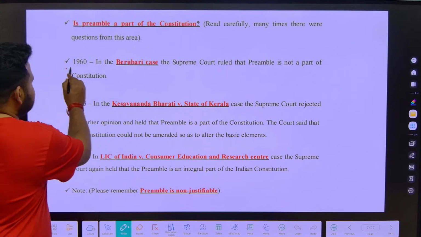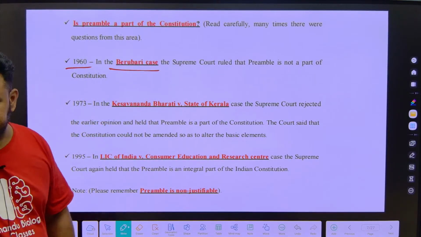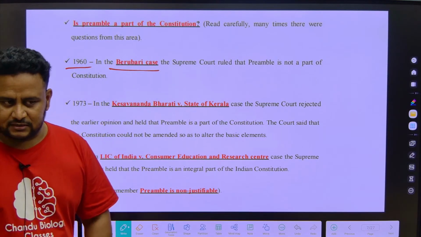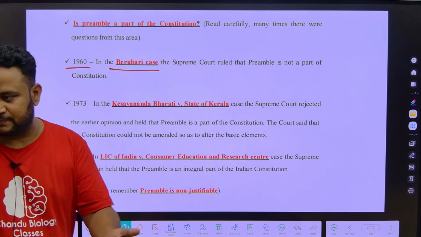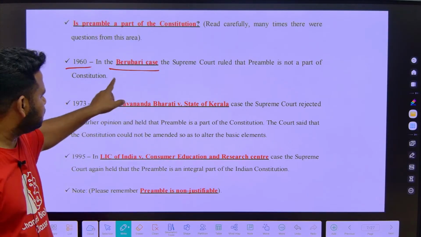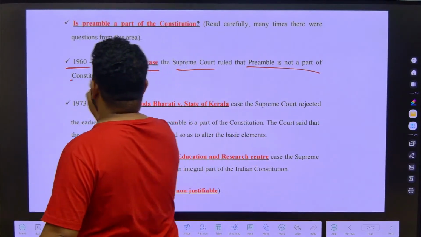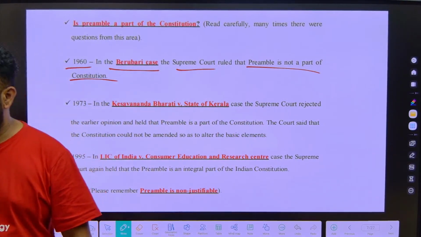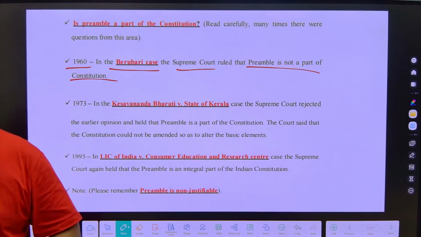So in 1960, the Berubari case. Berubari is a small area, a land area. There was a dispute whether we should keep that area or give it to Pakistan. Okay, ultimately I think we gave it to Pakistan. In the Berubari case, the Supreme Court ruled that preamble is not a part of the constitution. So the question they can ask is, in which of the following cases did the Supreme Court say that preamble is not a part of the constitution?